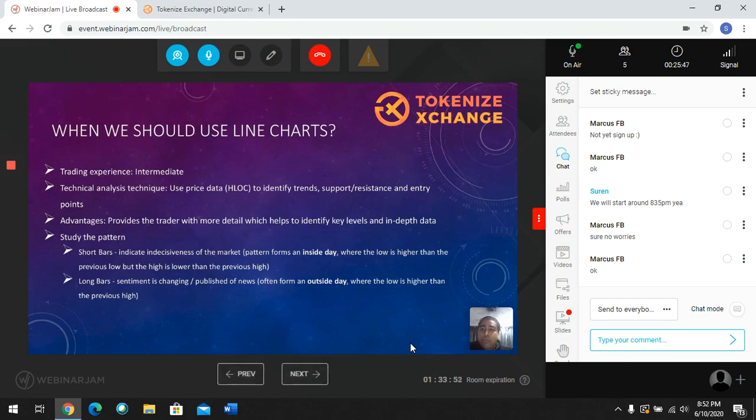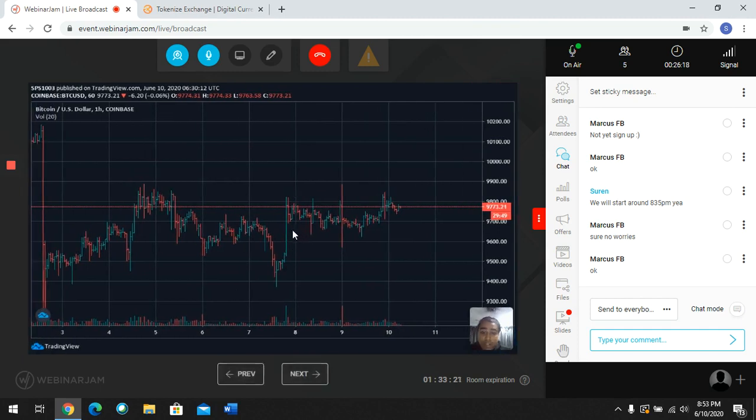Okay, so when should we use bar charts? If you are an intermediate trader, I will not call you an expert, but you have enough knowledge on how technical charts work, then the bar chart is for you. The technical analysis technique uses price data, which is the high, low, opening and closing, to identify trends, support and resistance, and entry points. You are able to do this because the chart tells you what's happening to the next point.